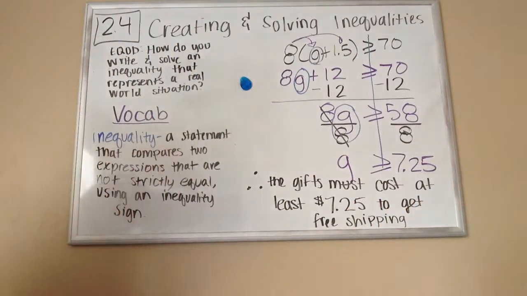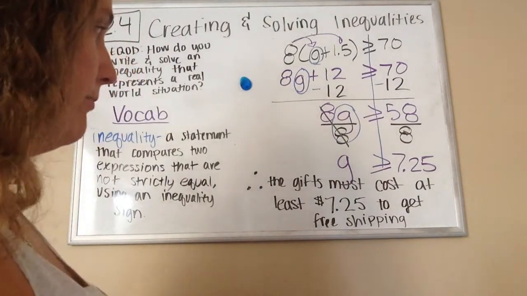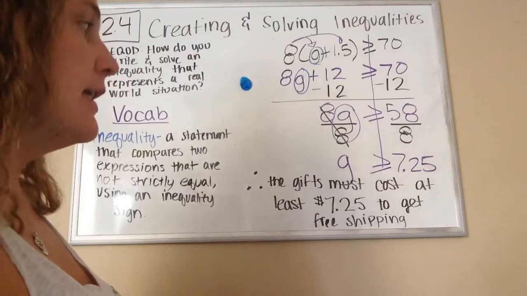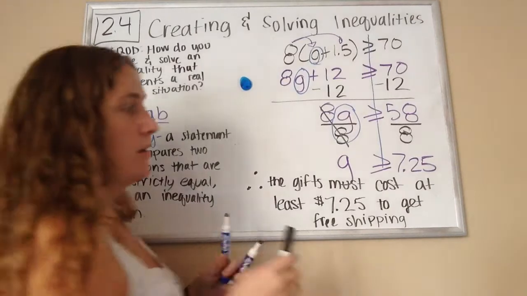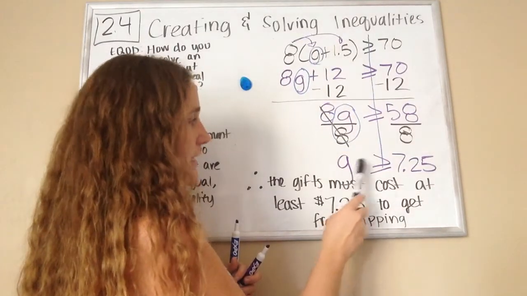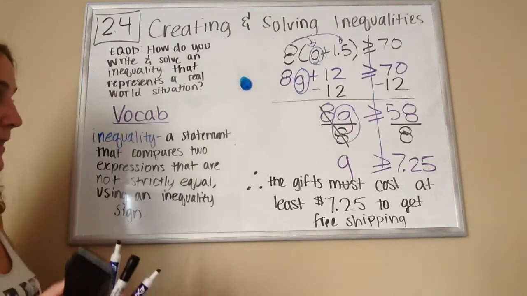Okay, cool. So if he bought a gift that was $8 each, would he be good? Yes. $8 is more than $7.25. If he bought one for $7, would it be good? No, because $7 does not work in this case.